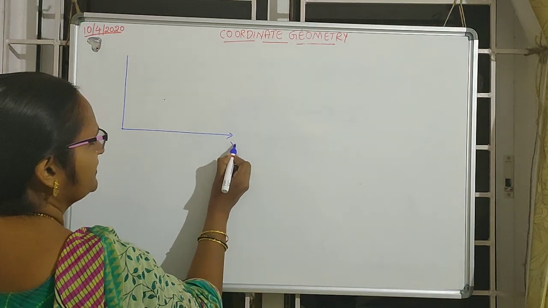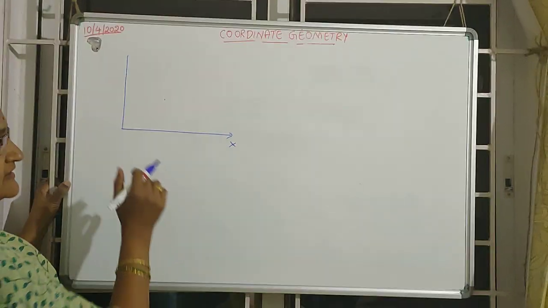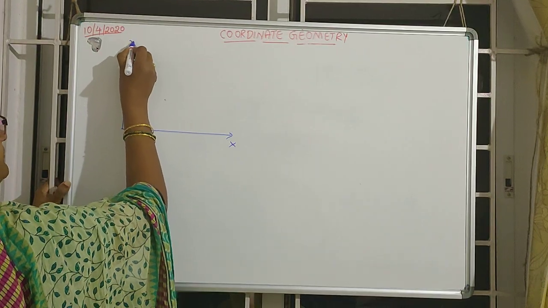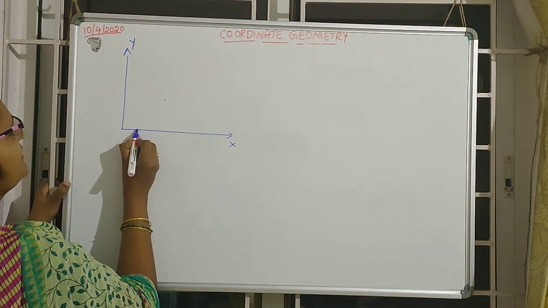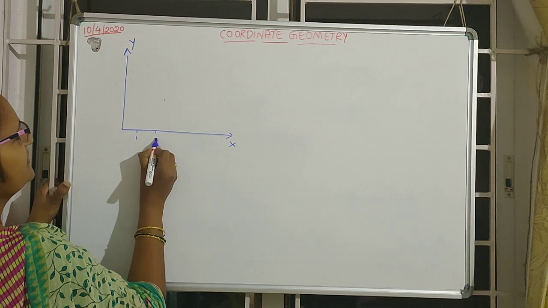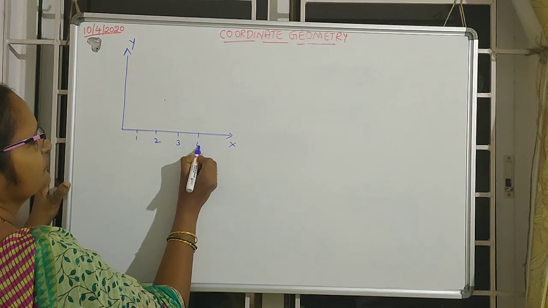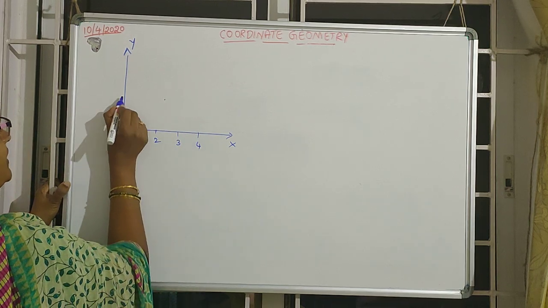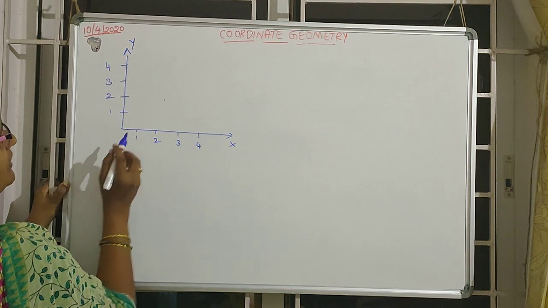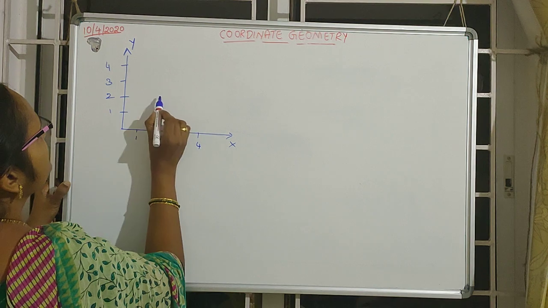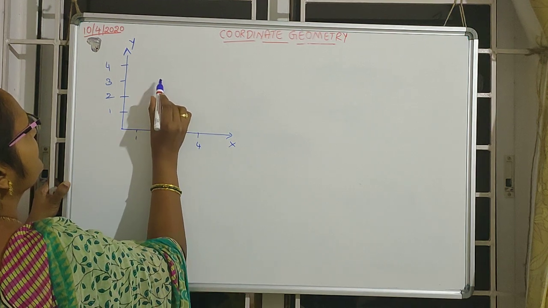The horizontal line we are calling the x-axis, and the vertical line we are calling the y-axis. Now on this x-axis, suppose this point is 1, this is 2, this is 3, this is 4, and here on the y-axis this is 1, this is 2, this is 3, and this is 4. Now suppose this point is around here.